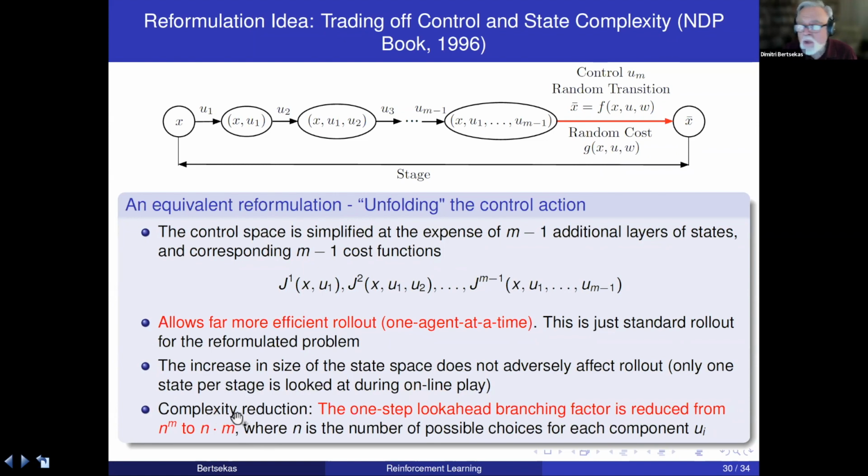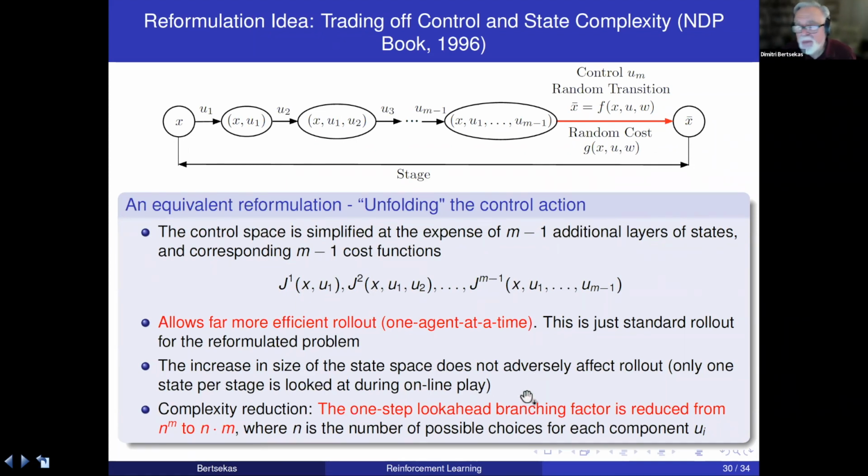And there's a huge complexity reduction because the one-step look-ahead branching factor is reduced from n to the m, where n is the number of possible choices for each component, from this exponential number to m times n. I choose between n choices in this step, n choices in this step, and so on, is m times n. So that's what I gain computationally by breaking down the problem within the context of rollout. The reduction in computation is very, very, very significant.